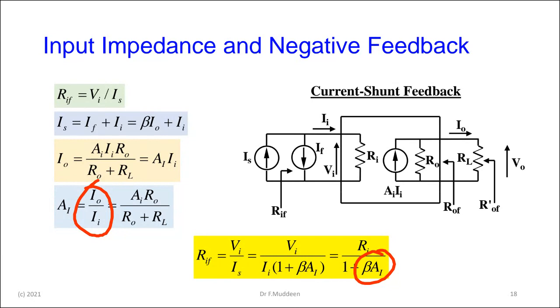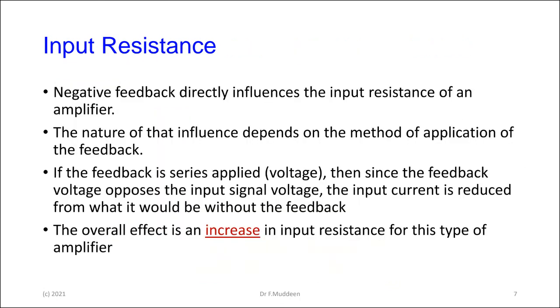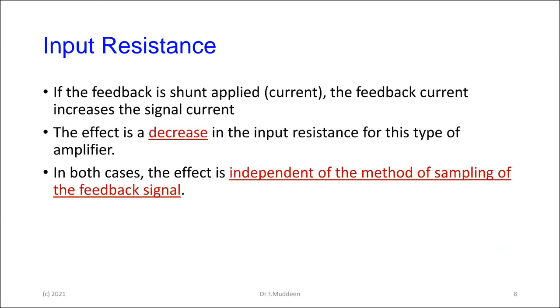But the important thing is to always remember the English here. Right, you see these two slides here, this bit here. If the feedback is series, meaning that you're applying voltage, what happens? And then if the feedback is shunt, meaning current, what happens? And notice we had nothing to do with how we took the output, right? Whether it was voltage or current we sampled, it didn't matter. It's what we're feeding back. Yeah?